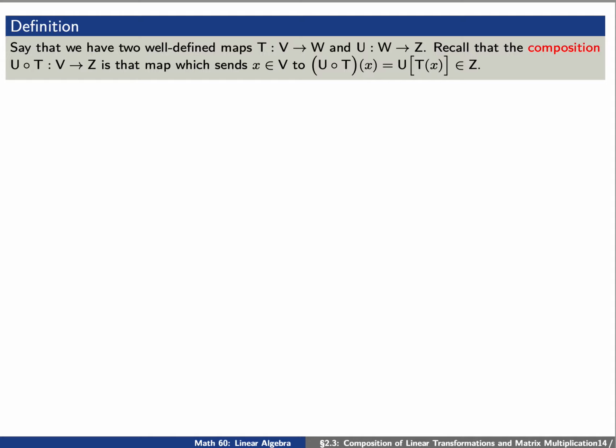Let's say that we have two well-defined maps. Let's call them T and U, one going from V to W, the other one going from W to Z. The composition U circle T is that map from V to Z that sends a vector x to the vector U of T of x, which lies in Z.